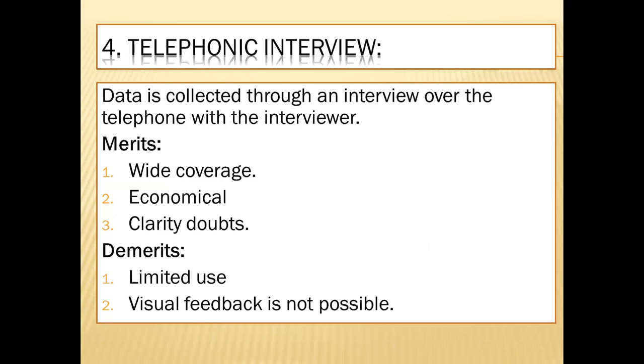Then the fourth method, telephonic interview. Through telephone we can collect the data. So data is collected through an interview over the telephone with the interviewer, by calling over the phone. Merits and demerits: merit, wide area coverage, and this is also economical.